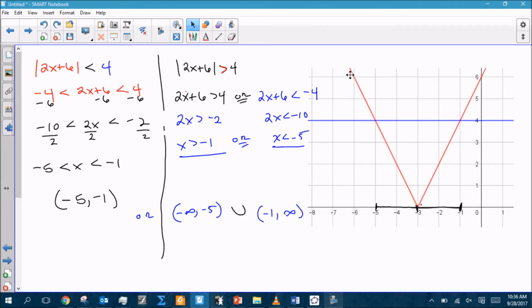We've asked ourselves, where is the red curve above the blue curve? Where is the red one above the blue? When is 2x plus 6 above 4? And we're seeing that at negative 5 in that way. So negative 5, negative 6, negative 7, negative 8. Okay, those values, the red is above blue. And then over here at negative 1 and to the right, we're getting the red one above the blue one again. Okay. So that's how you're going to approach those absolute value inequalities.